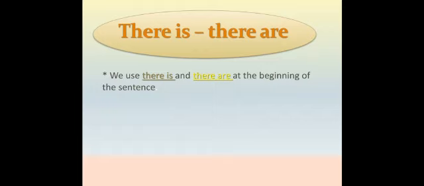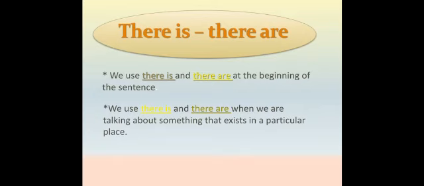Today's lesson is about there is and there are. This is for test number 3. There is and there are. We use there is and there are at the beginning of the sentence. We use there is and there are when we are talking about something that exists in a particular place.